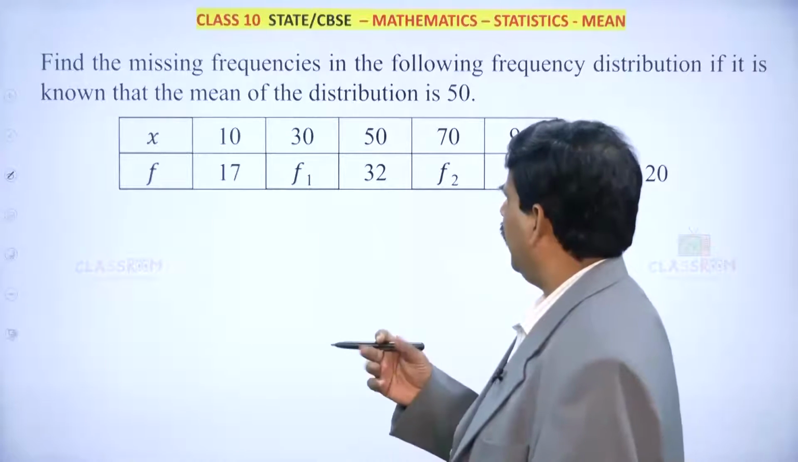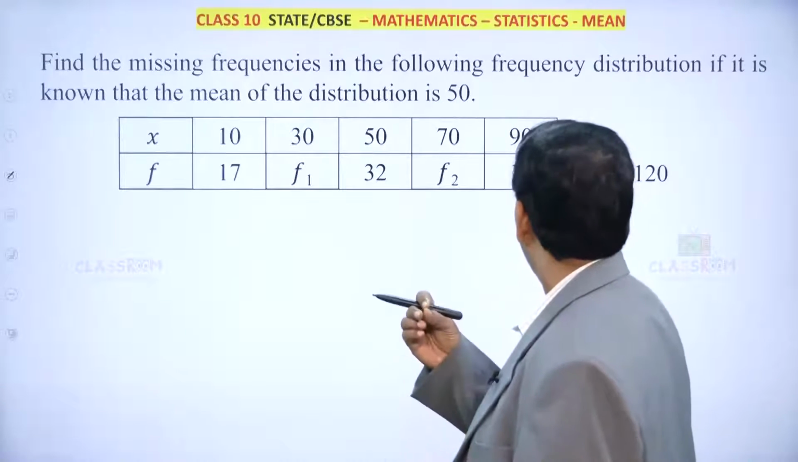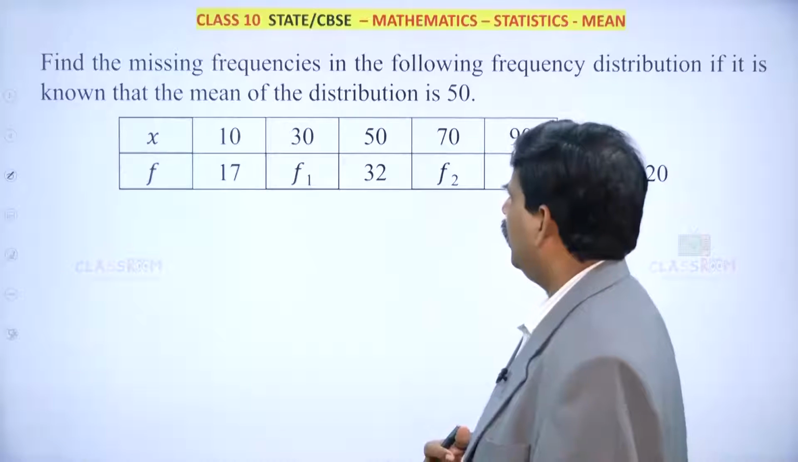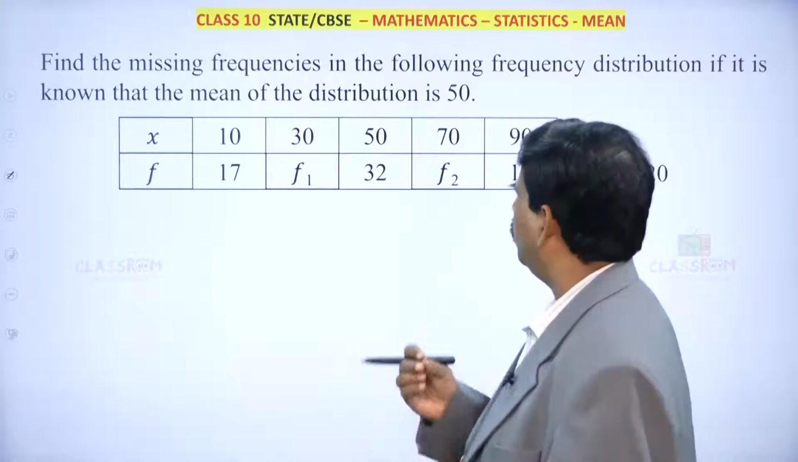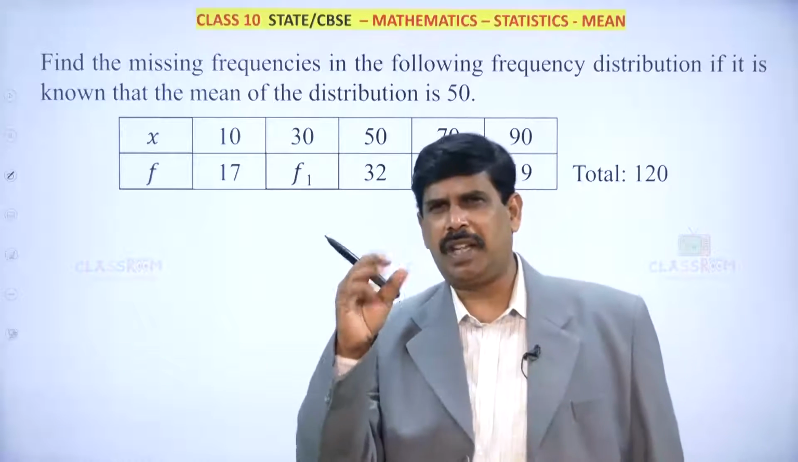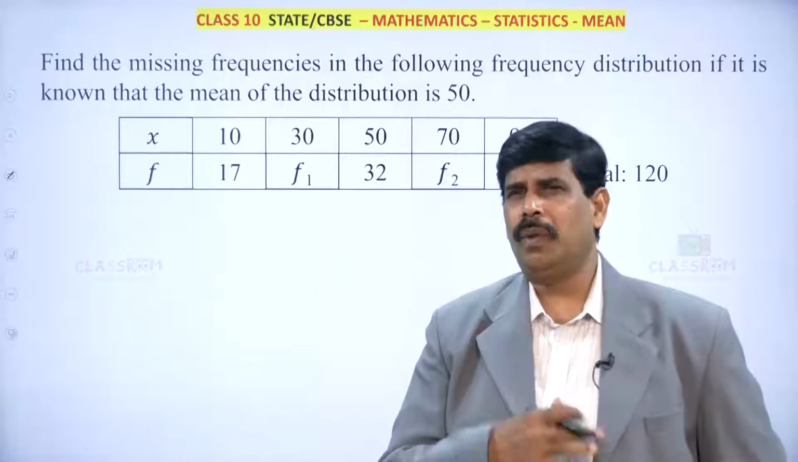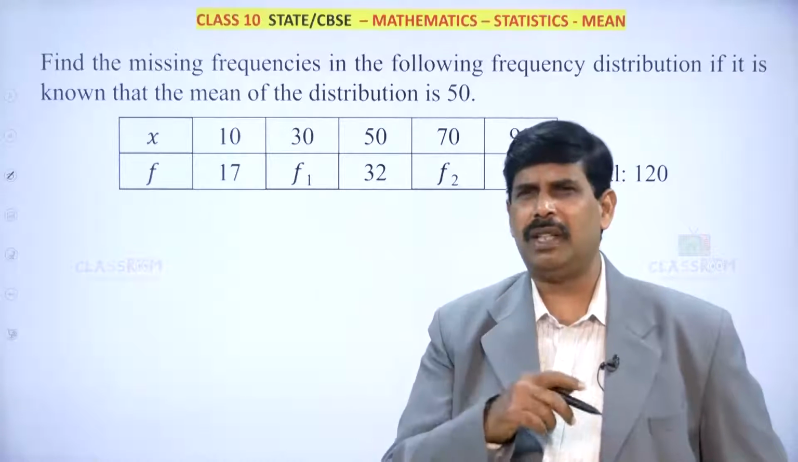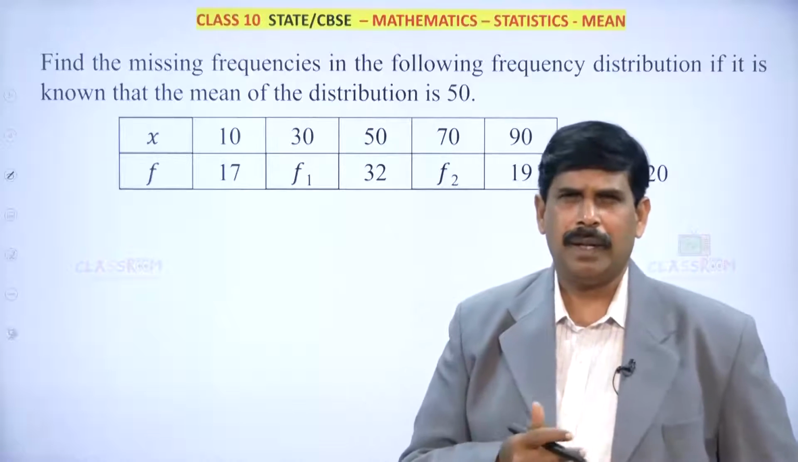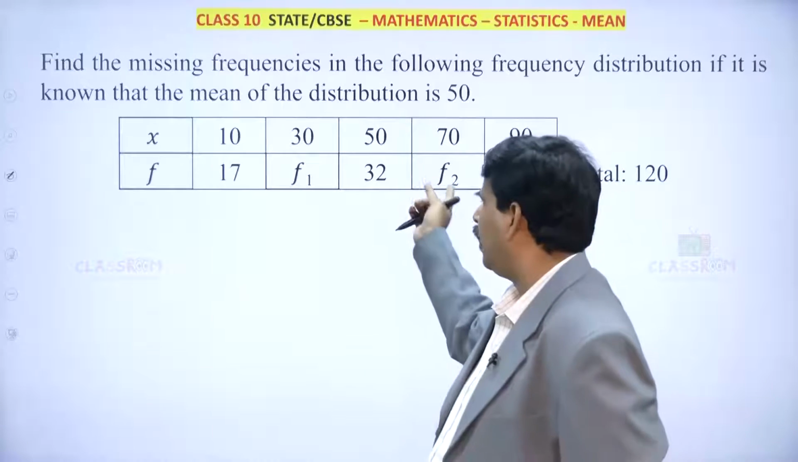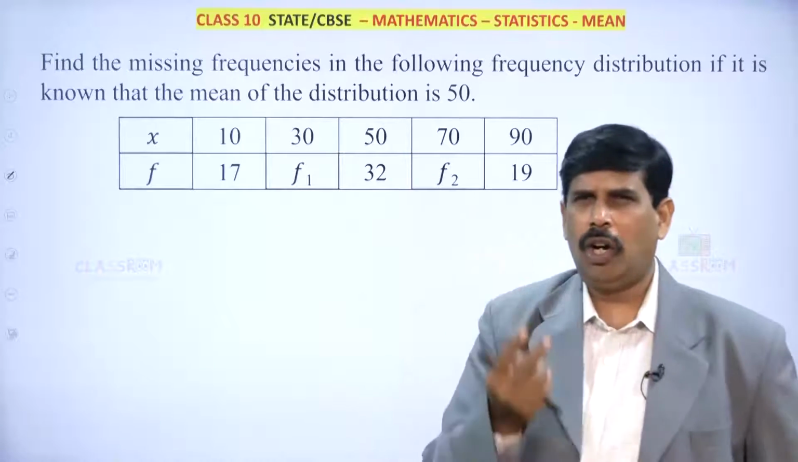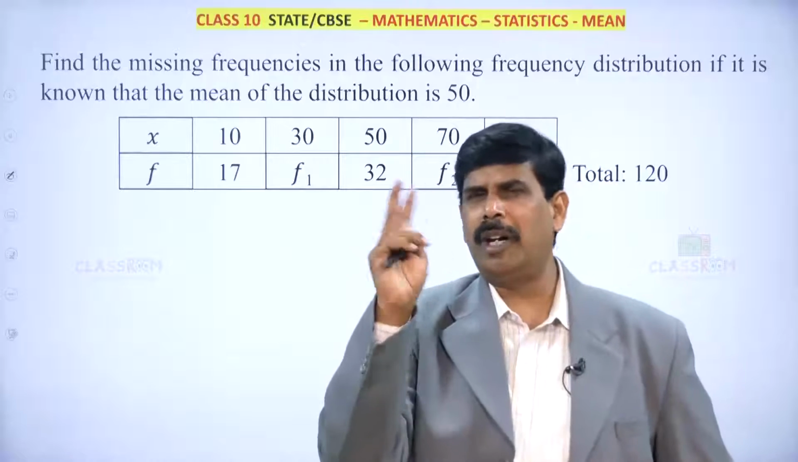Find the missing frequencies in the following frequency distribution, if it is known that the mean of the distribution is 50. See, in the earlier problem, we missed only one frequency, so we could solve it. But here, two frequencies are missed. How many of them are missed? Two of them are missed.